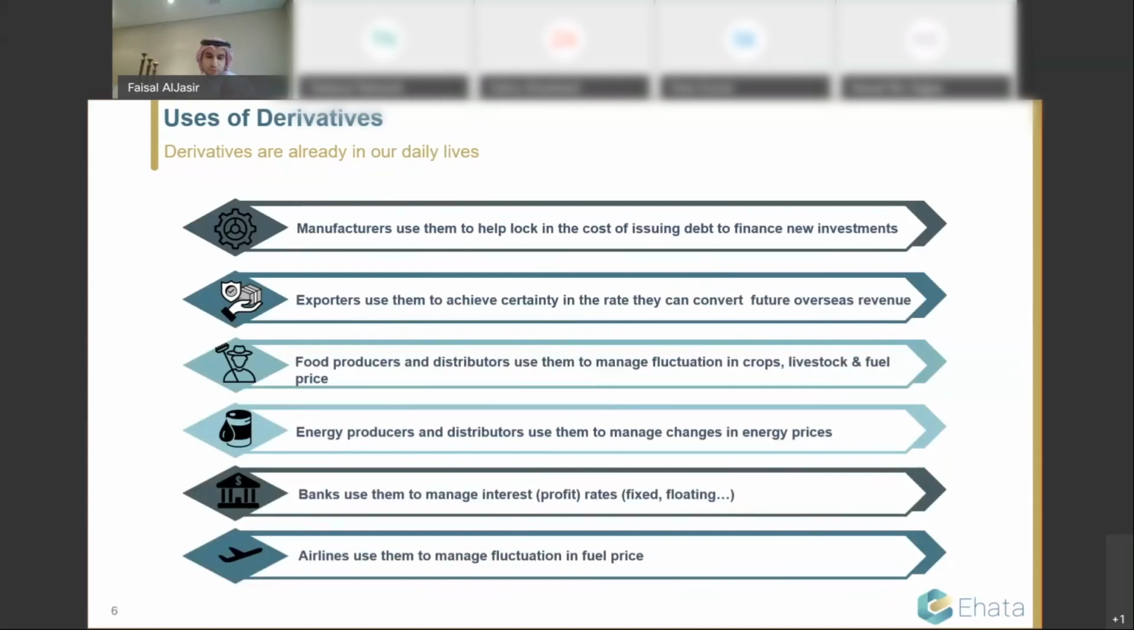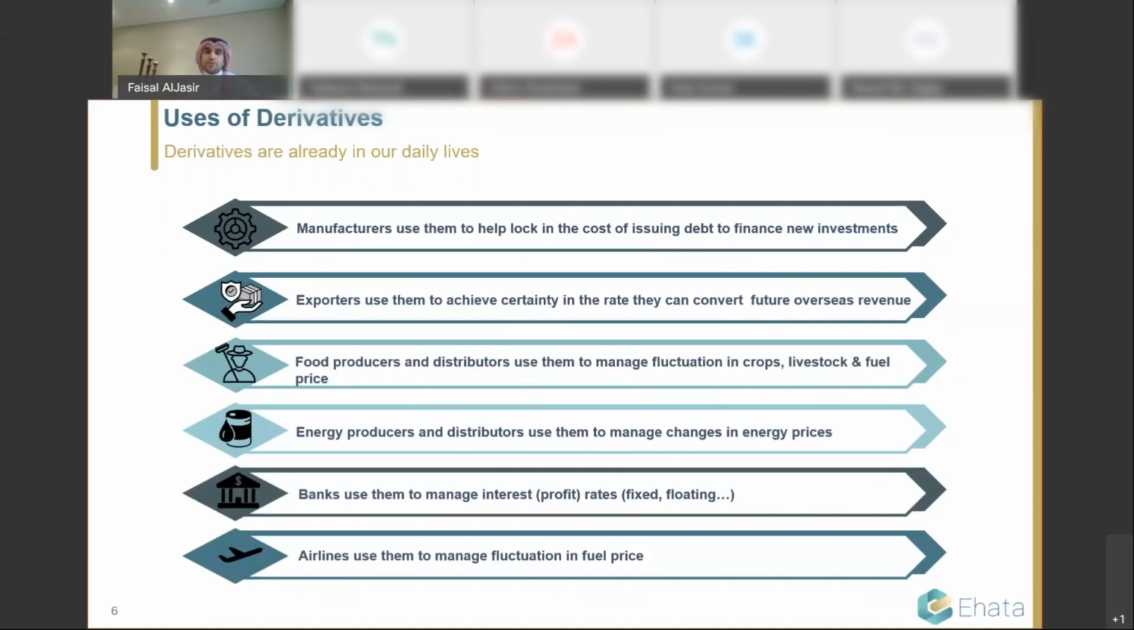Okay, so what are derivatives being used for? There are different uses for derivatives, and they are in our daily lives. Manufacturers use them to help lock in some of the cost of raw materials they use, or the debt they issue. Exporters use them to achieve certainty around receivables, their revenues, if they have foreign operations and are exposed to foreign exchange risk. So they use derivatives to manage that.